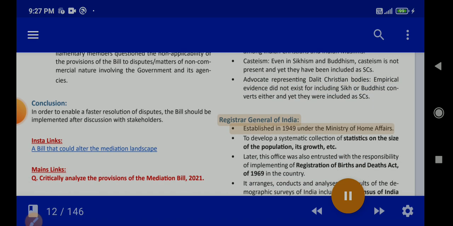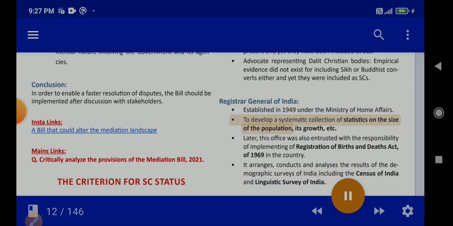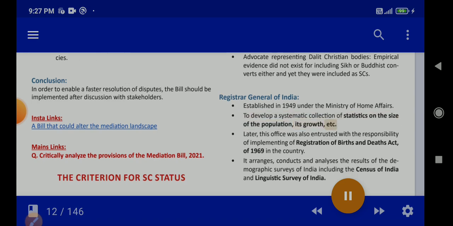Registrar General of India. Established in 1949 under the Ministry of Home Affairs, to develop a systematic collection of statistics on the size of the population, its growth, etc.